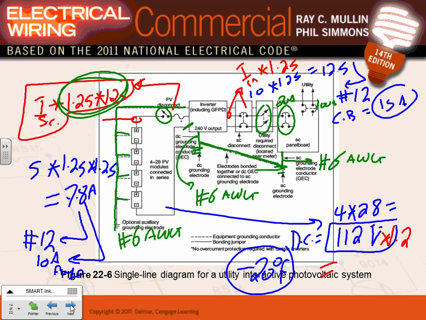Okay, Jamie, what's 112 times 1.21, please? Probably 135. I need a calculator though. 135 point 5 volts. Okay. So this becomes the rated voltage for your system.